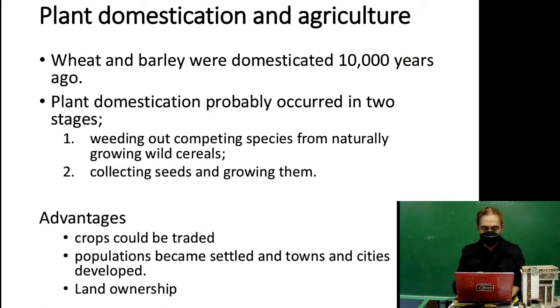Plant domestication and agriculture. Wheat and barley were domesticated 10,000 years ago. Plant domestication probably occurred in two stages: one, weeding out competing species from naturally growing wild cereals, and two, collecting seeds and growing them. Advantages: crops could be traded, population became settled, and towns and cities developed. Land ownership.